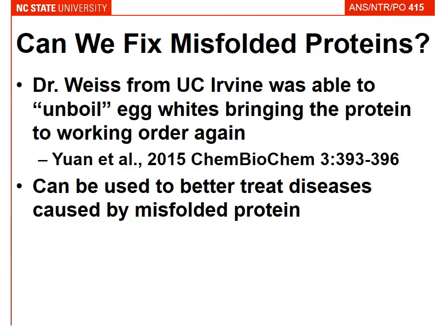So can we as scientists fix these misfolded proteins? Well, interestingly, Dr. Weiss from UC Irvine was actually able to unboil egg whites to where he was able to bring that egg albumin back to working order again. And it was always thought that once proteins are misfolded or, quote unquote, denatured, they can't be fixed. Well, Dr. Weiss and his group were actually able to reverse that.